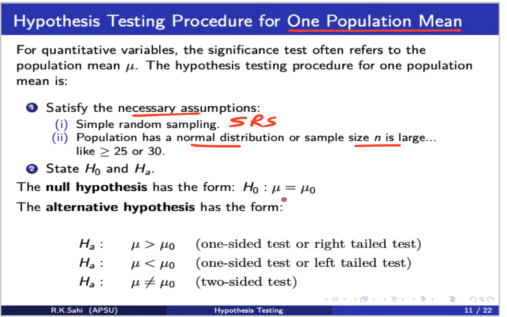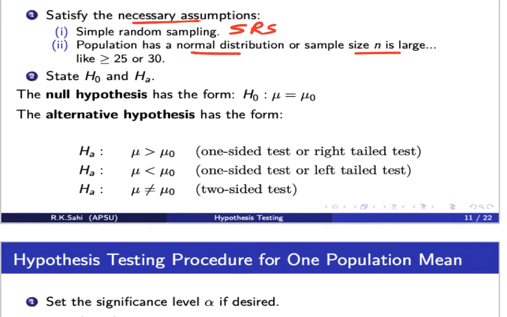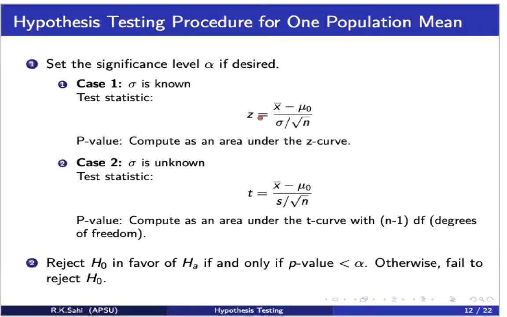The second step is we state the null and the alternative hypothesis. The null is always easy. It's the mean equals the hypothesized value, which is mu0. And then we have 3 different forms of the alternative. They are either right-tailed, left-tailed, or two-sided test. So once we have got these 2, then we look at the significance level. Now remember, the significance level will be given to you.